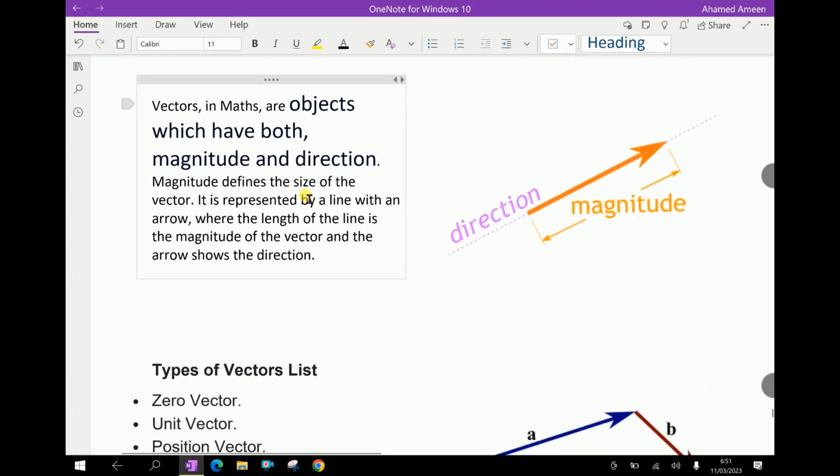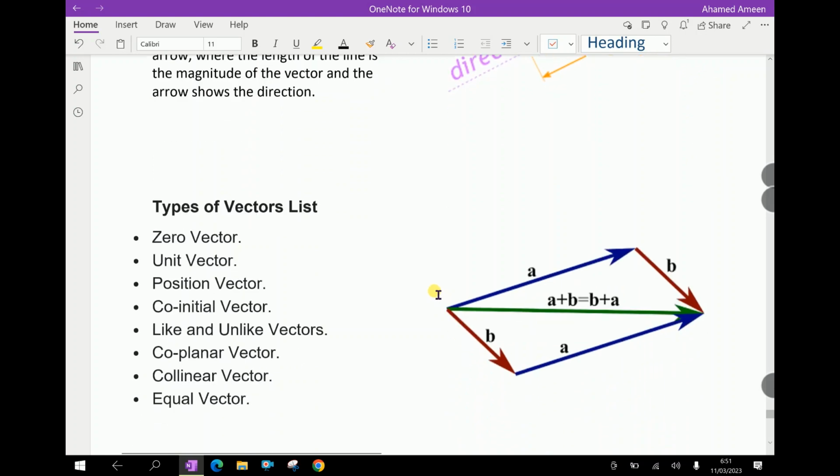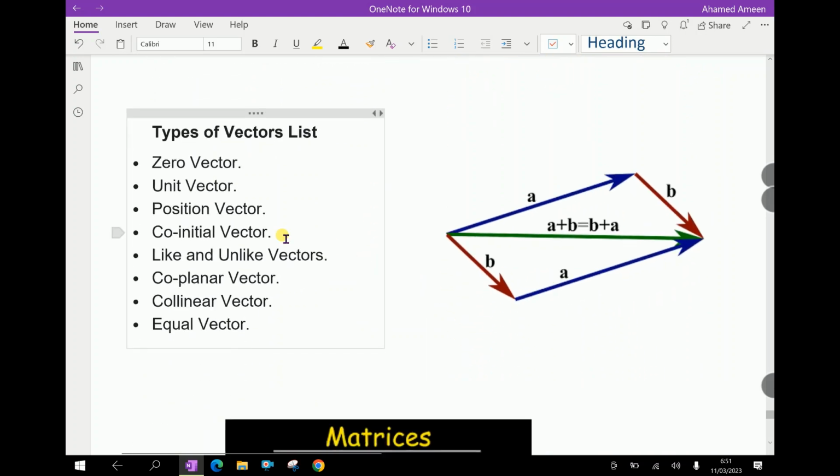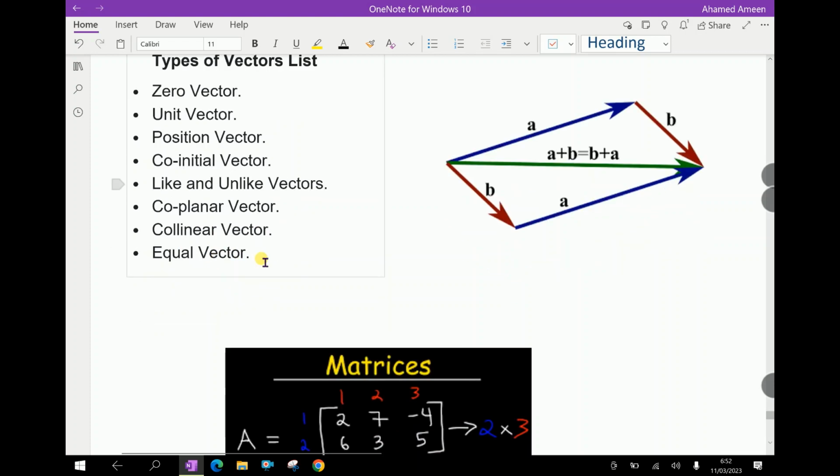Vectors in math are objects which have both magnitude and direction. Look at this line: it has a direction as well as a length, which is its magnitude. There are a lot of vectors here: zero vectors, unit vectors, position vectors, and so on.